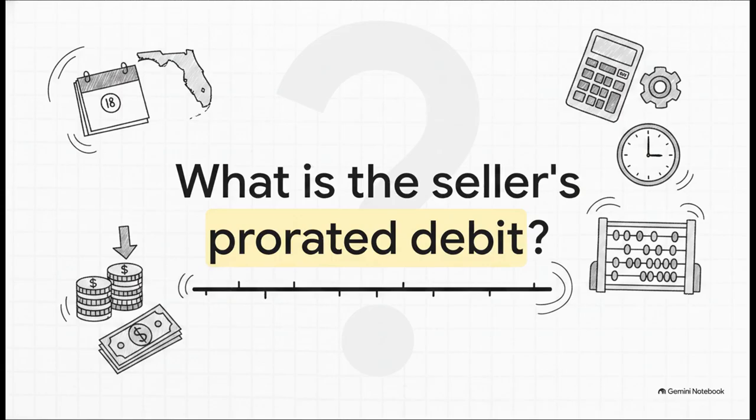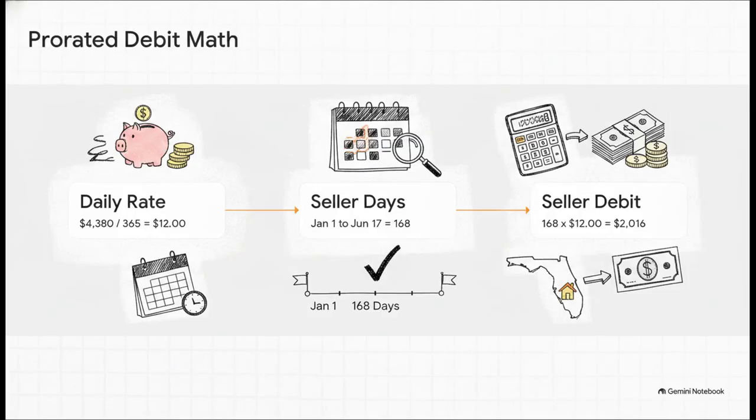All right, here is your final test. Annual taxes are $4,380. Closing is June 18th. Using the 365-day method, what is the seller's prorated debit at closing? Pause the explainer, calculate the daily rate, and count those days super carefully. Let's break this one down together.